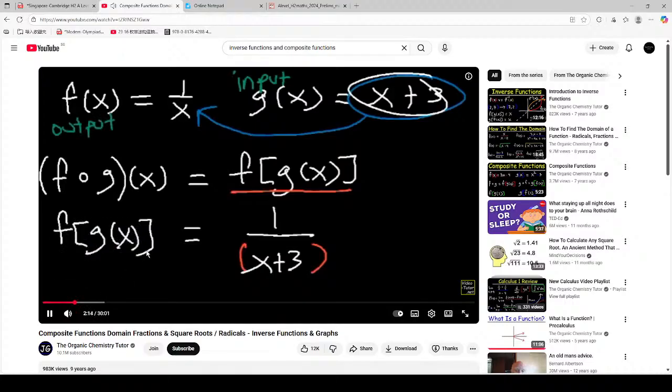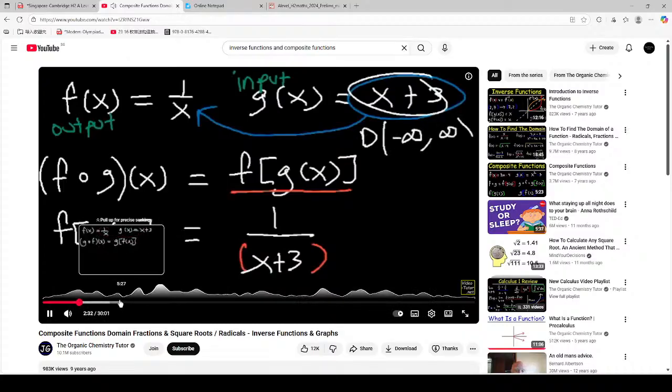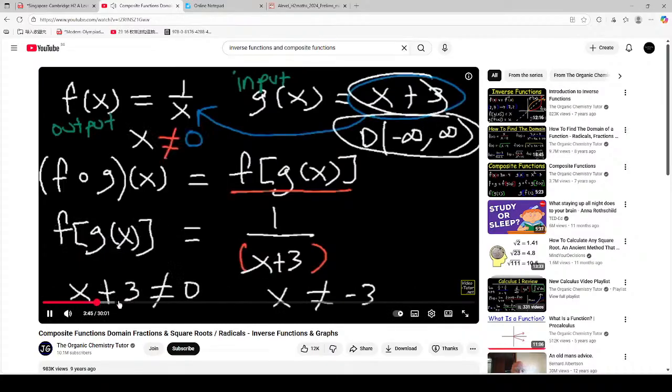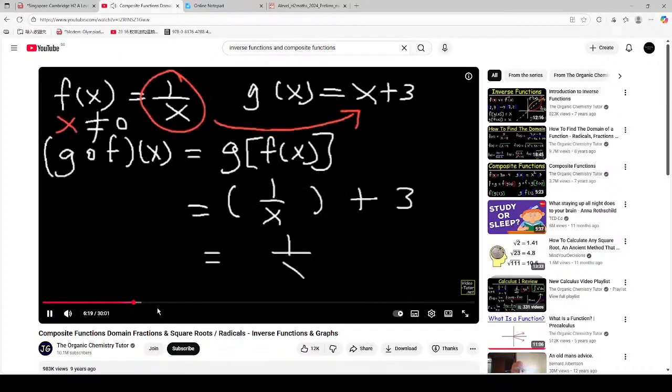Now for g of x, it's simply x plus 3. We don't have any fractions, we don't have any radicals, no logarithms. So if you have a polynomial without any fractions, the domain will be all real numbers. So the domain for g of x is from negative infinity to infinity. There's no restrictions on the input g function. It can be any number. Now let's look at the composite function, which is 1 over x plus 3.